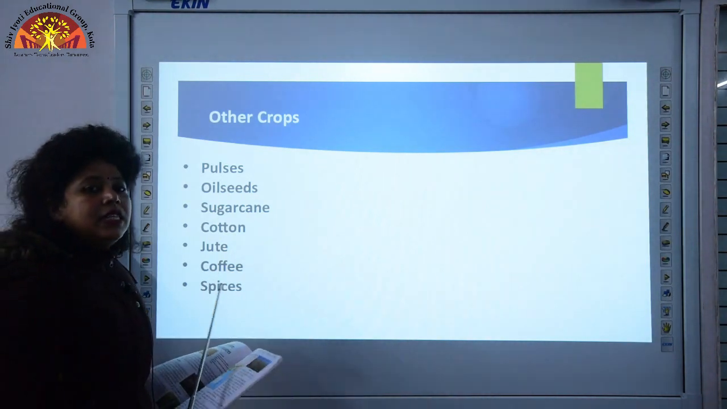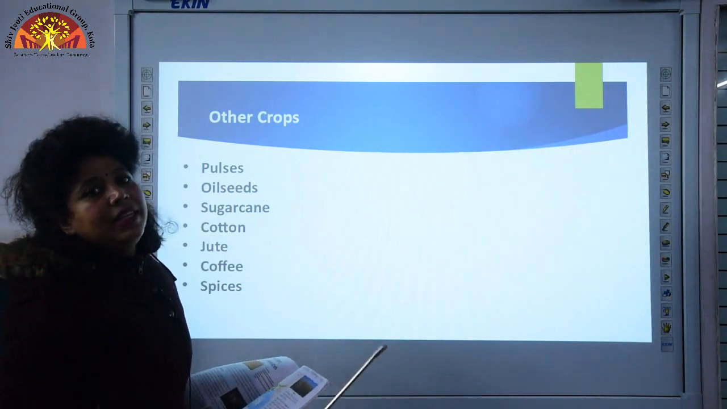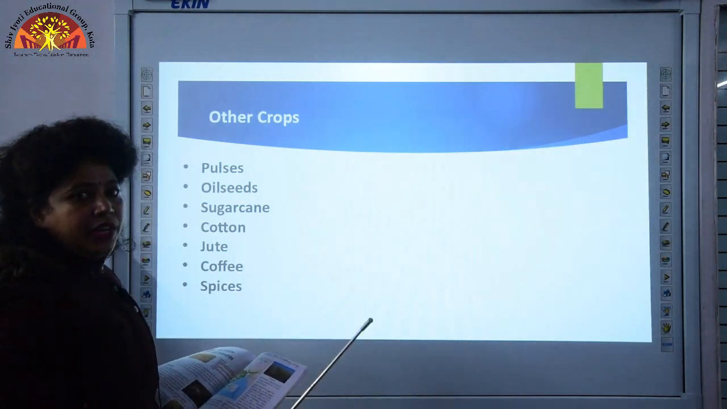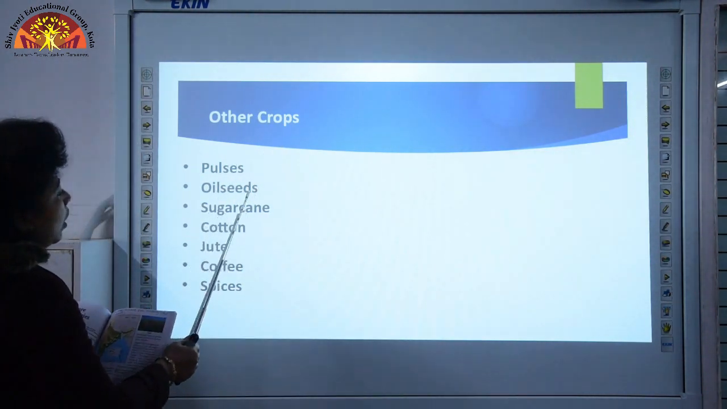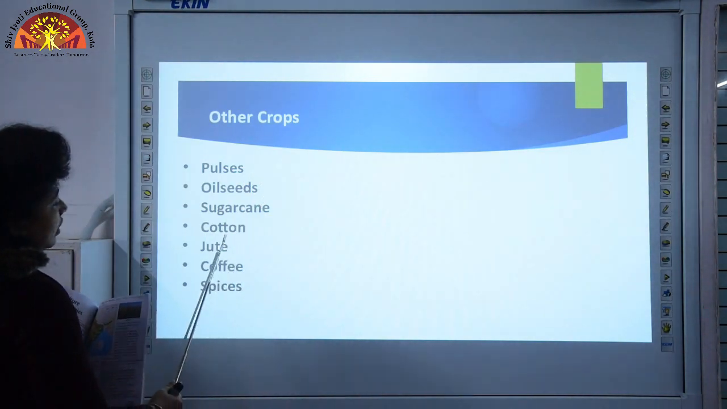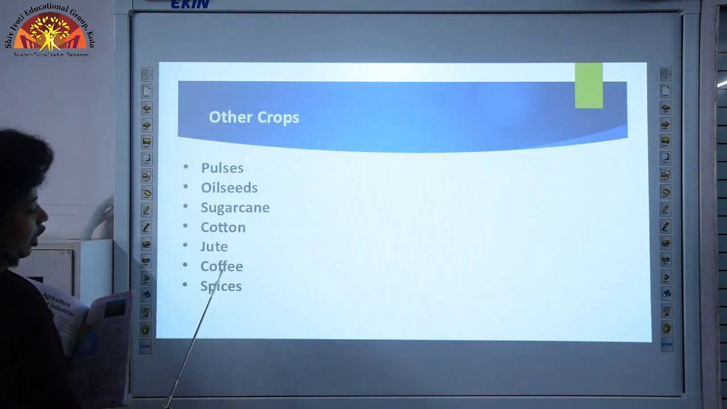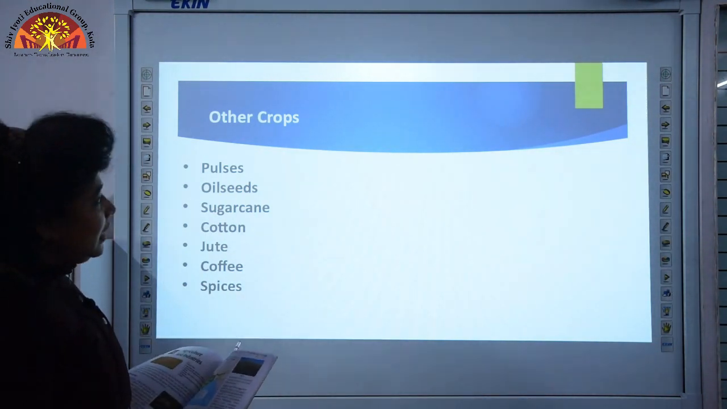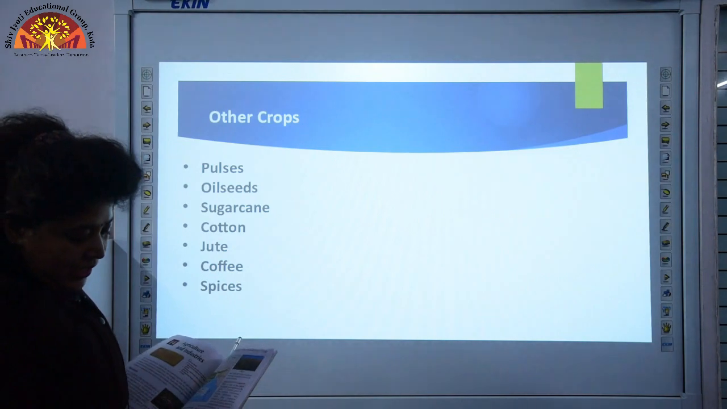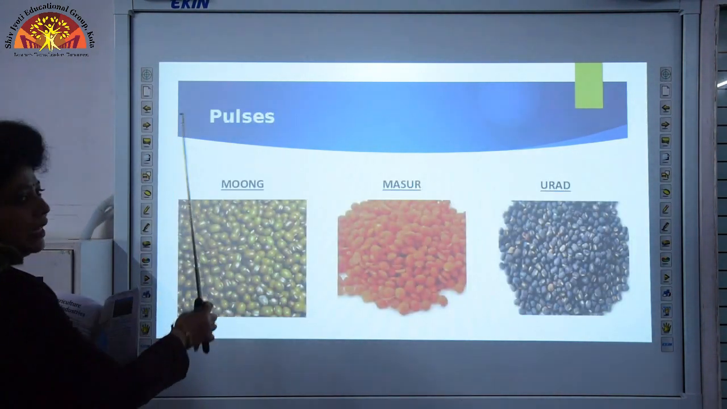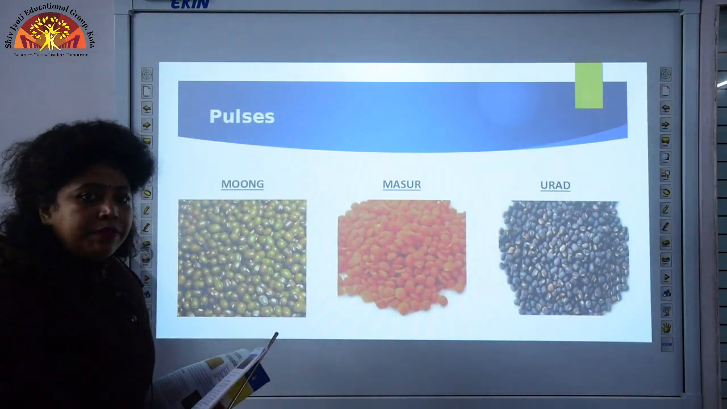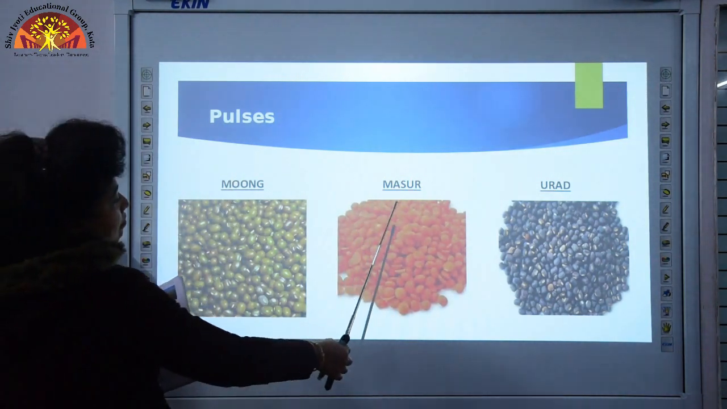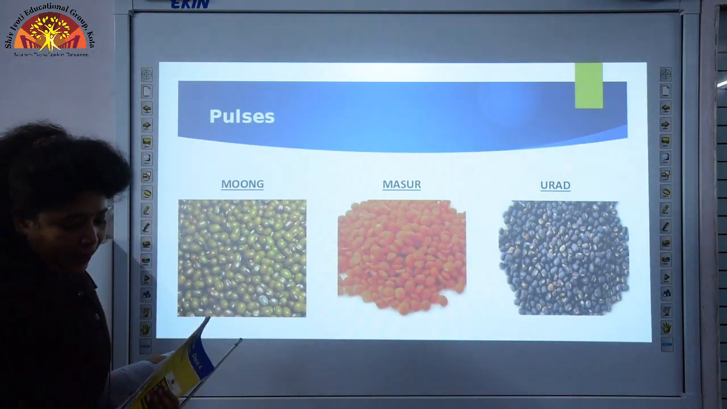What we discussed so far, rice, wheat and millets, were the major crops. There are also other crops grown in India like pulses, oilseeds, sugarcane, cotton, jute, coffee and spices. Let us briefly discuss these. First you have pulses. Examples of pulses are moong, masoor, urad, etc.